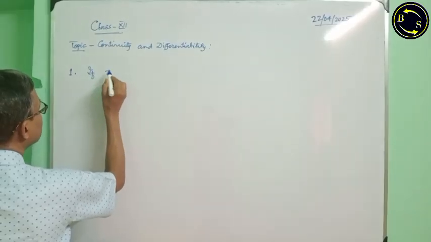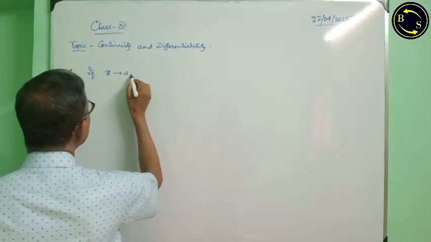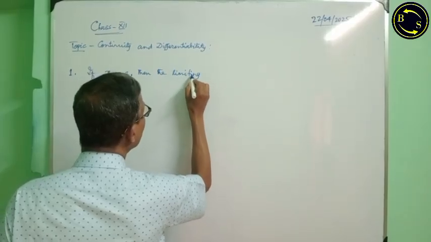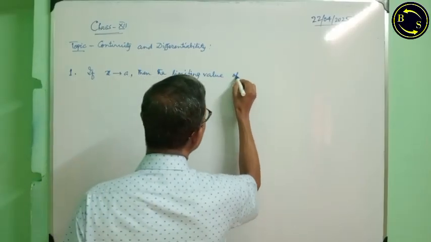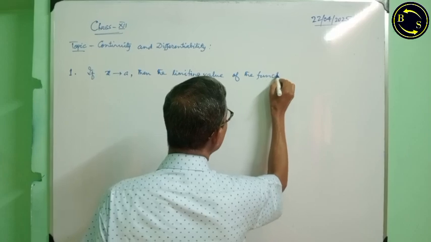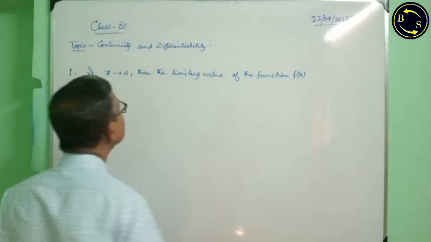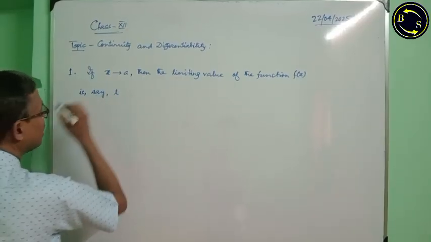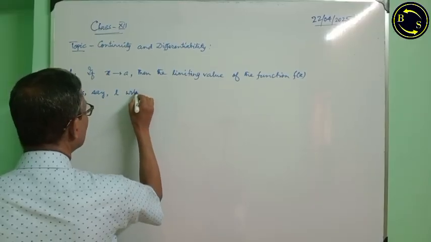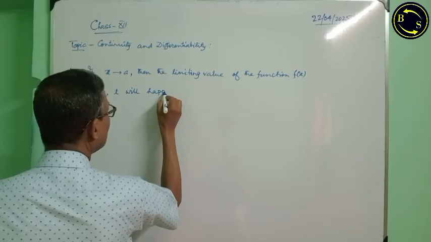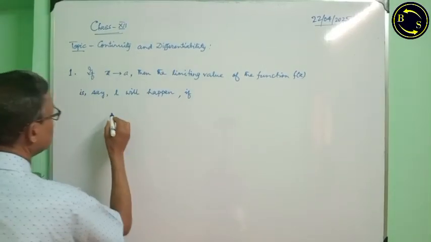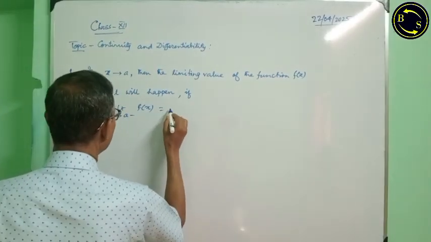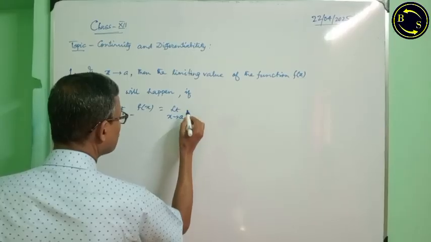If x tends to a, then the limiting value of the function f(x) is, say, L, will happen if limit x tends to a minus f(x) equals limit x tends to a plus f(x).